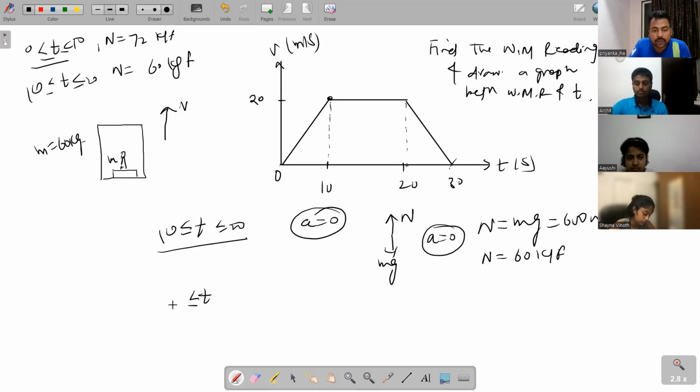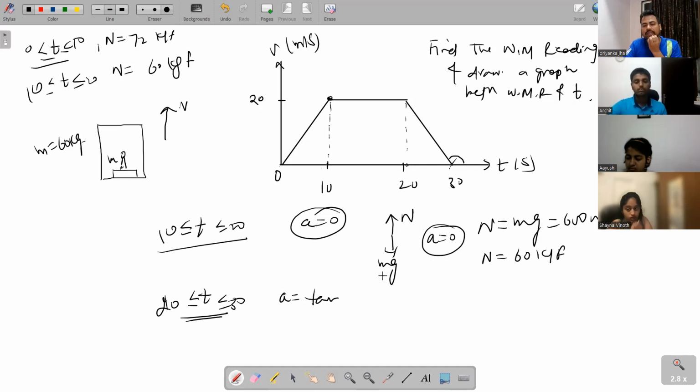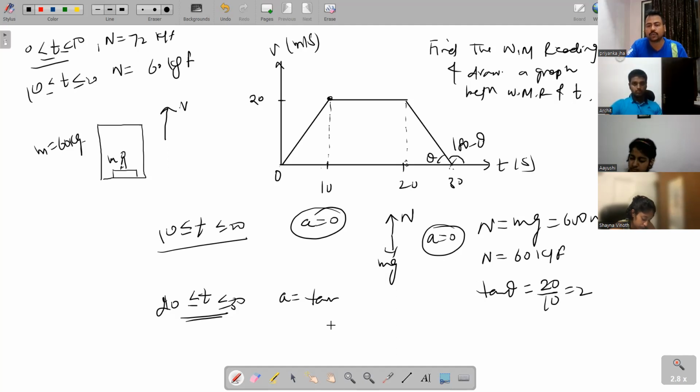And for T equal to 20 to 30, you can see that velocity is decreasing. So if you find acceleration, what is acceleration on a VT graph? That is the slope of the graph. What would be the slope? Tan of this angle. If this angle is theta, so this will be 180 minus theta. How do you find theta? Tan theta you will find: perpendicular upon base, perpendicular 20, base 10. That is 20 upon 10. That is 2. And slope is tan of 180 minus theta. So that is minus tan theta. That is minus 2 meter per second square.